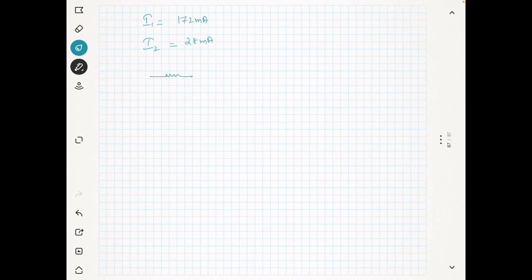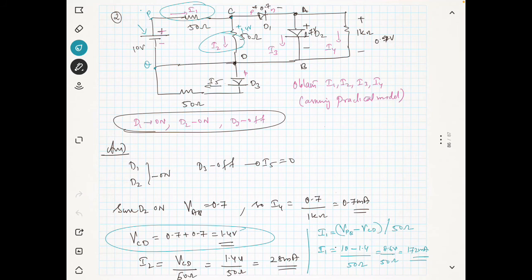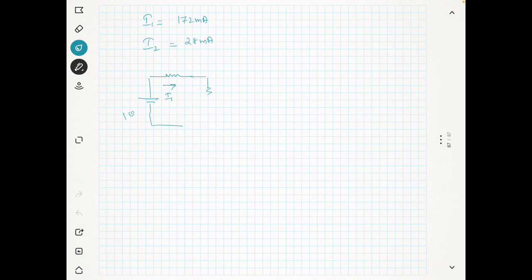I think this is your I1. Okay, this is your 10 volt, and you know this part of the current, what is that I2, so this is 28 milliampere and this current is 172 milliampere. So easily you can find this current. This current will be 172 minus 28, which is nothing but 144 milliampere. So you got this current.